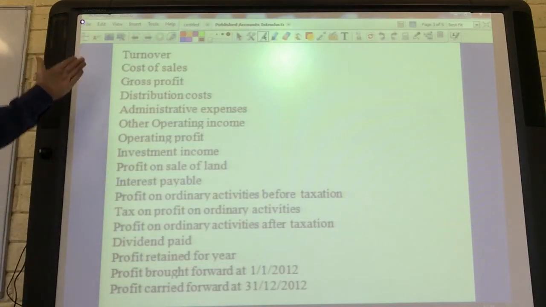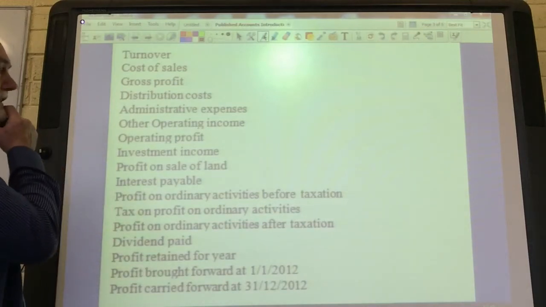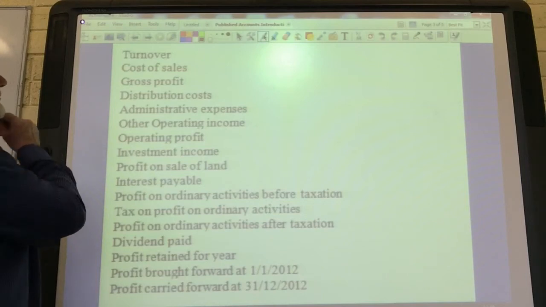So this is our typical final accounts set up. Next we'll have a look at our typical balance sheet. And again, this is very different to that which you may be used to for internal purposes.